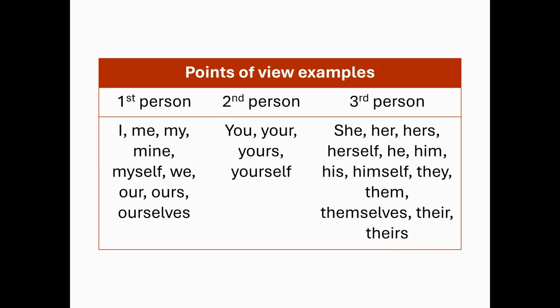So in the first person, you use words like I, me, my, mine, myself, we, our, ours, or ourselves. In the second person point of view, you would use you or your, yours or yourself. But in academic English, especially in the science and maths areas, you are required to use third person. So that is she, her, hers, herself, he, him, his, himself, they, them, themselves, their, or theirs.